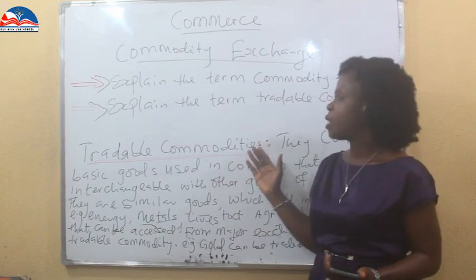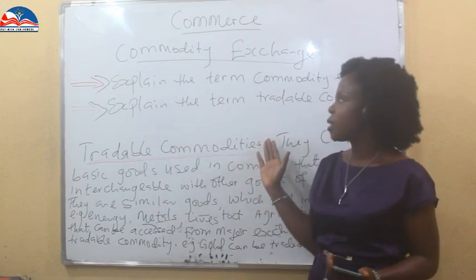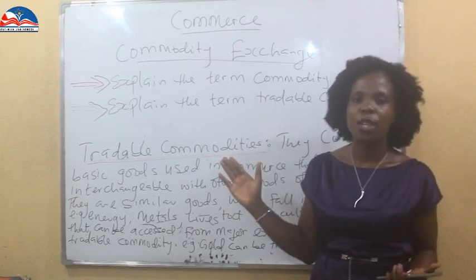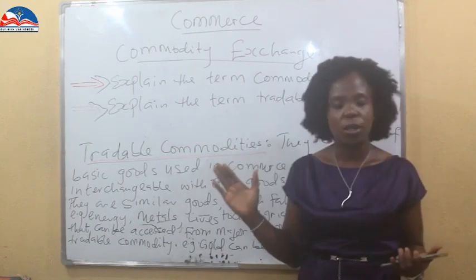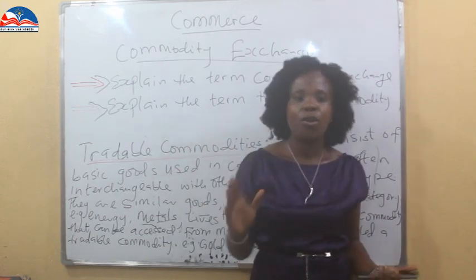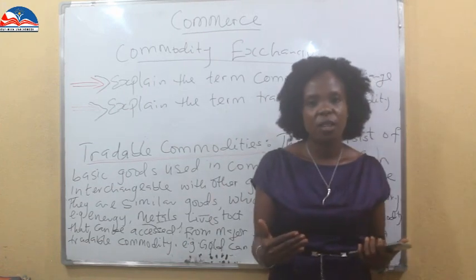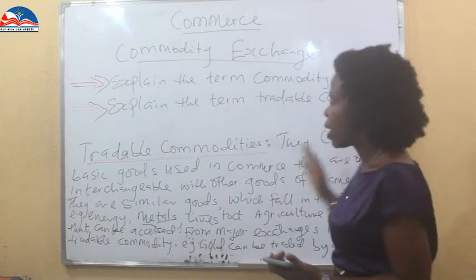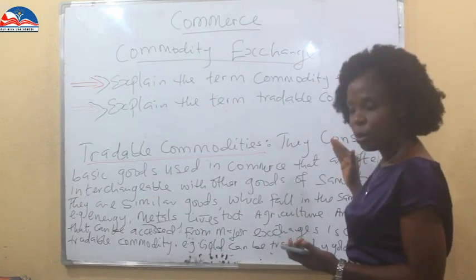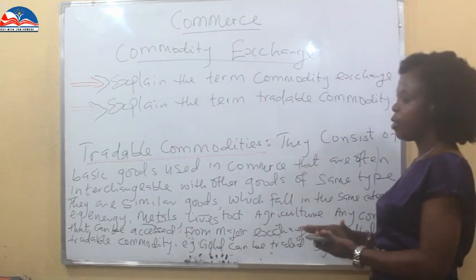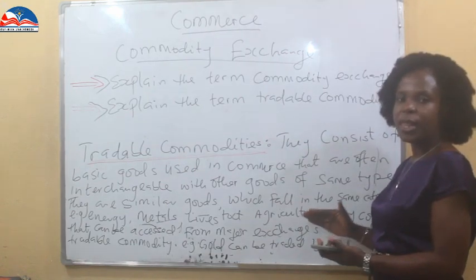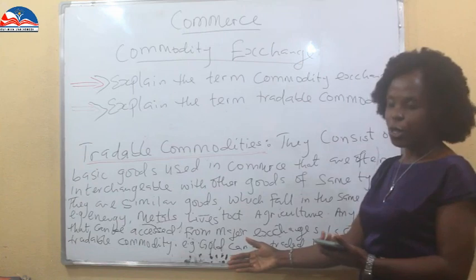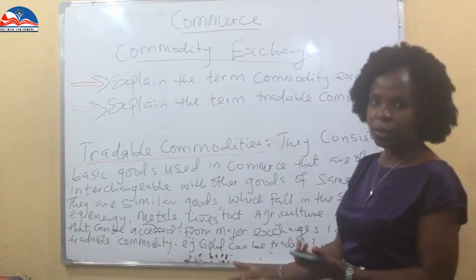We've been able to cover the two objectives we have for this class. We've explained the term commodity exchange, and I have come to explain to you what tradable commodities are. Please follow them, watch them again and again, go through them again and again. You can read what I have on the board. You can read through it, and then you can go further to read other books too to add to your knowledge.